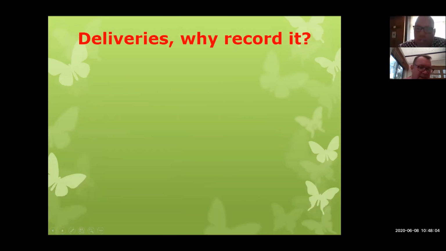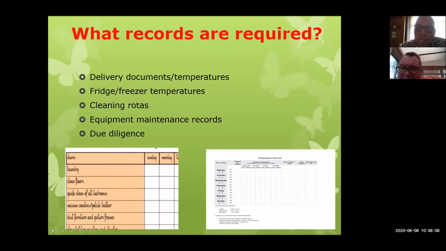So, where did I go? So if the EHO came into the kitchen, he or she are going to definitely want to see some of these records. They can ask to see more than this, but they're definitely going to want to see delivery documents and temperatures and fridge freezer temperatures, cleaning rotas, equipment maintenance rotas. They may want to see staff training records. They may want to see pest records, loads of other things that they can ask to see. And this is all part of due diligence.